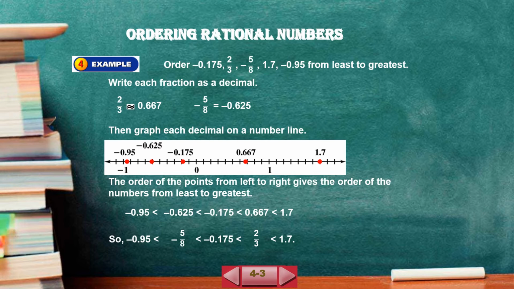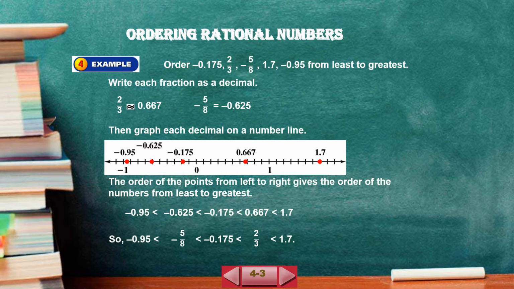Okay. So, negative 95 hundredths is less than negative 625 thousandths. And negative 625 thousandths is less than negative 175 thousandths. And then, it is less than 667 thousandths. And then, it is less than 1 and 7 tenths. That's why, yun yung pinakadulo yung 1 and 7 tenths. Okay? So, negative 95 hundredths is less than negative 5 over 8, less than negative 175 thousandths, less than 2/3, less than 1 and 7 tenths.